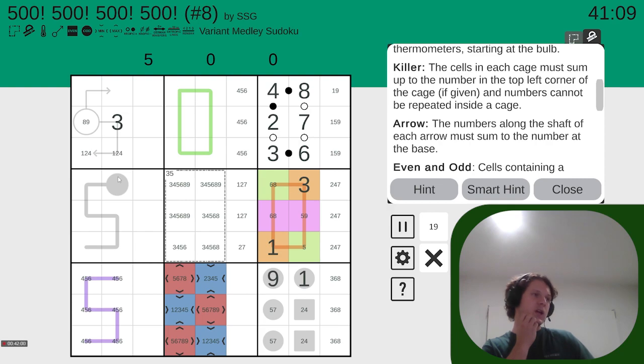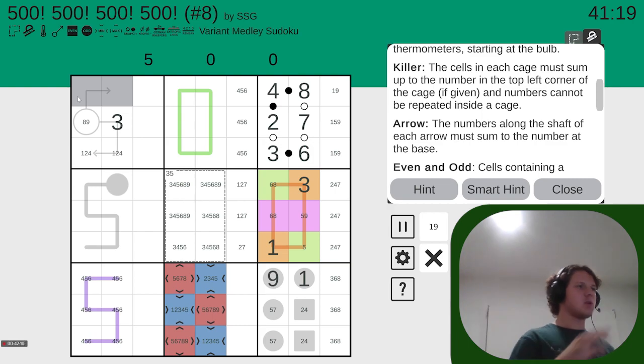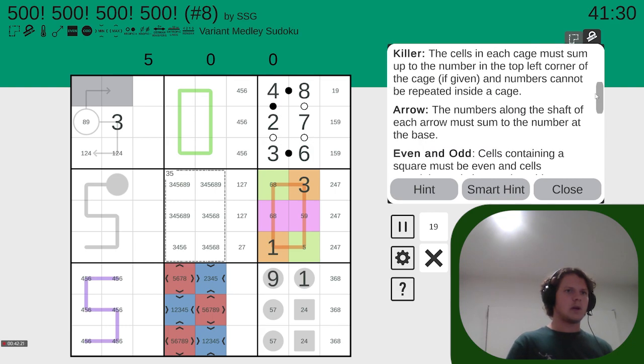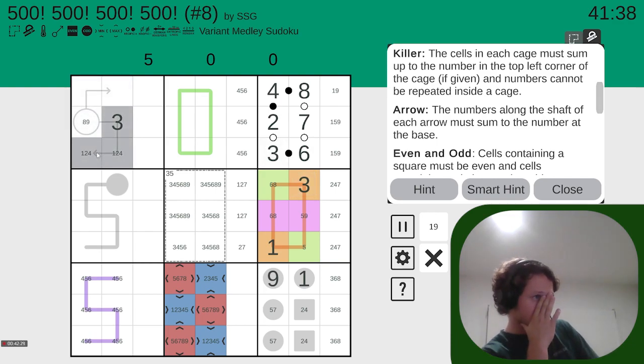This is feeling like it has to be 9 now. Oh, because you can make 9 with 8 and 1. Oh, I can't use 8 though. Am I reading this right? Arrow. The numbers along the shaft of each arrow must sum to the number at the base. Sum is addition. Oh, I keep tripping right now.